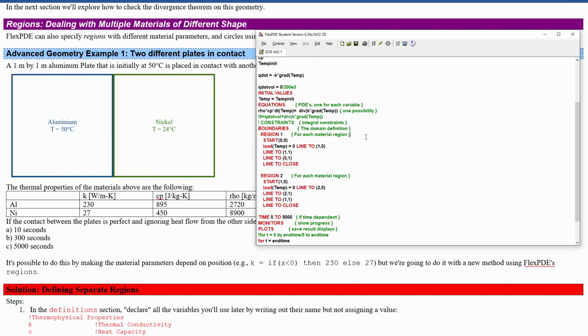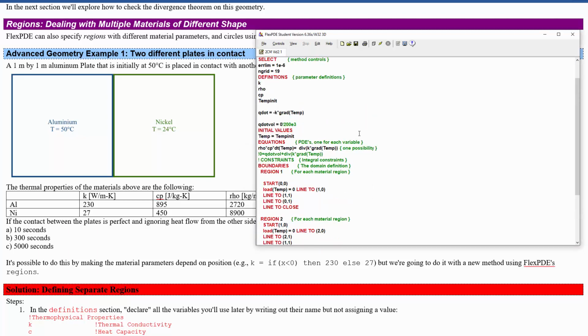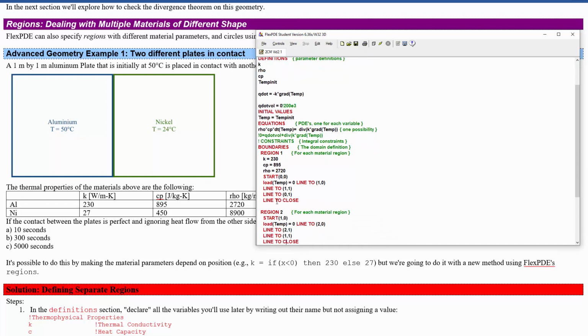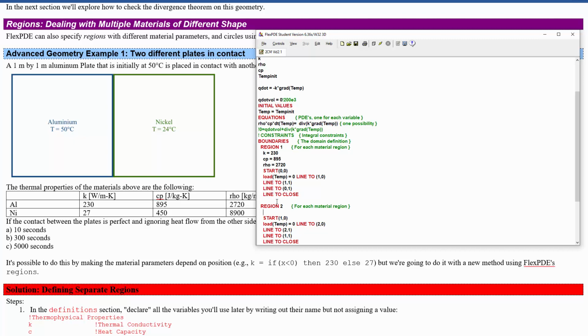The other thing we have to do is in these regions, define what the parameters are. We just named them up there. We can give them values down here. So K is equal to 230 for the aluminum, CP is equal to 895, and rho is equal to 2720. And then in this different region, we'll give this different values. K is equal to 27, CP is equal to 450, and rho is equal to 8900. We also have to define the initial temperature. Temp initial for the aluminum was 50, and temp initial for the nickel was 24.